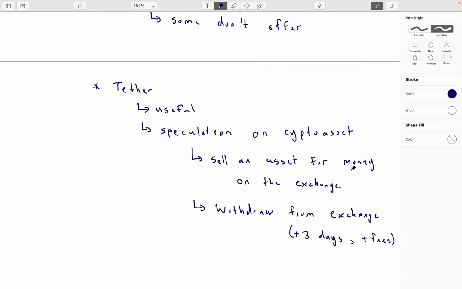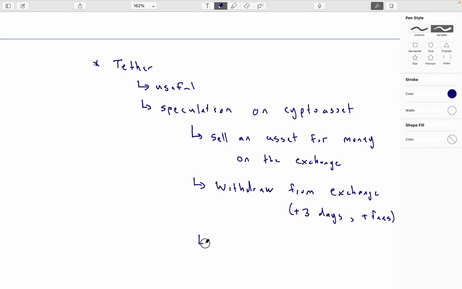So you can, for example, let's say you see a better price on a different exchange. How do you move the money from this exchange to the other exchange? Well, you'd have to go through the withdrawal process, and then you would have to set up an account on the other exchange and deposit it. Okay, so there's a lot of friction that way. Or what you could do is you could sell it for a stablecoin.